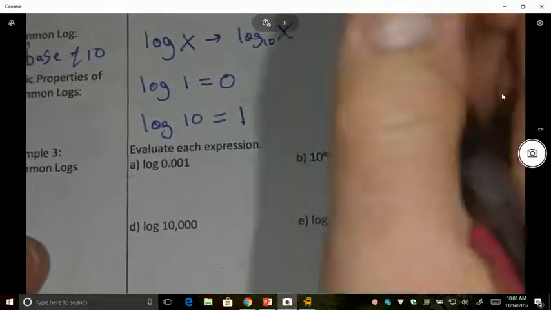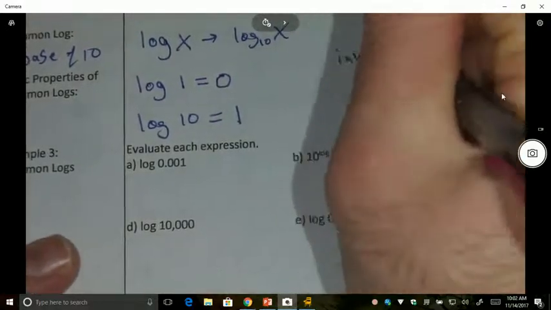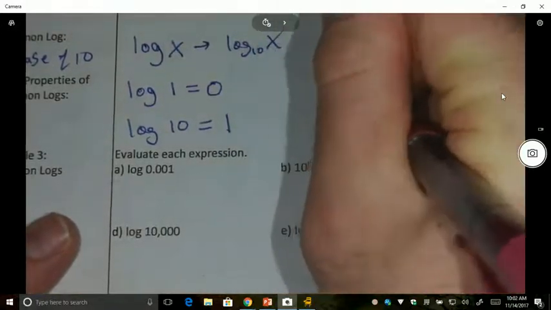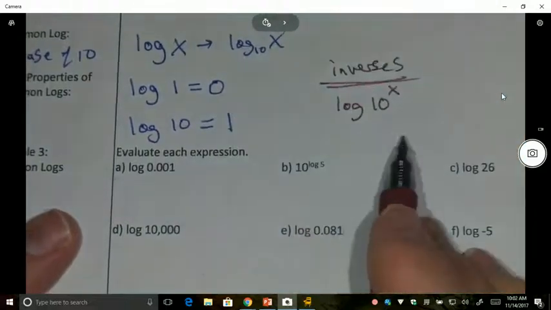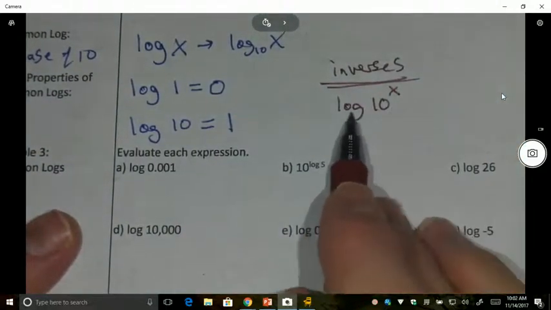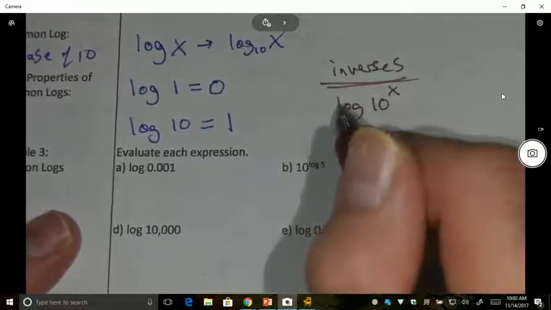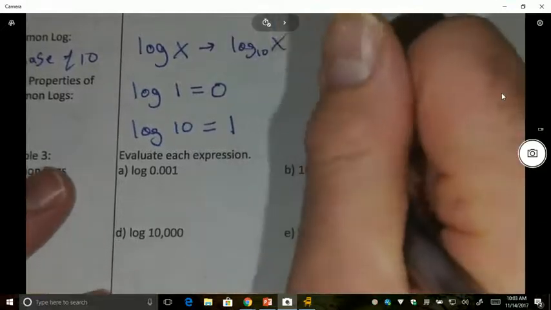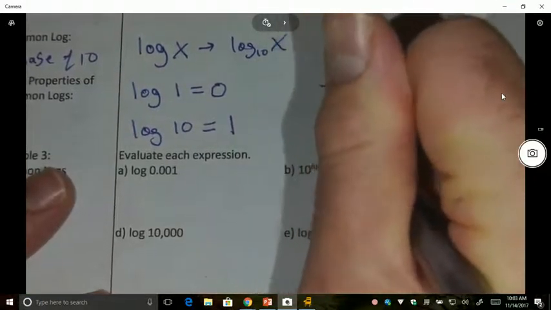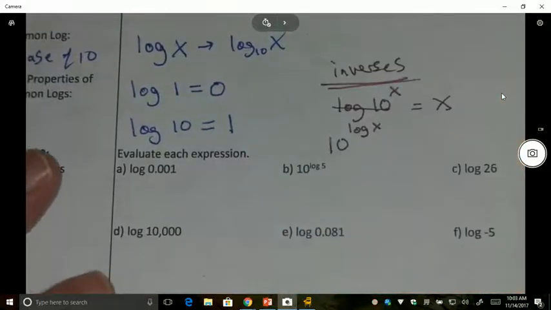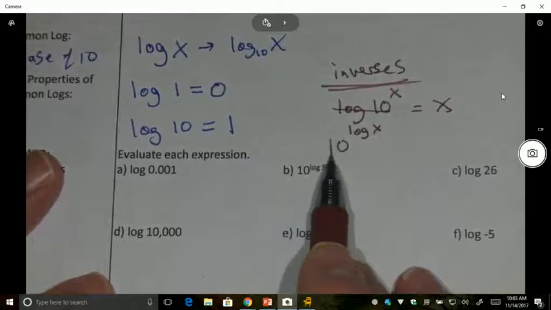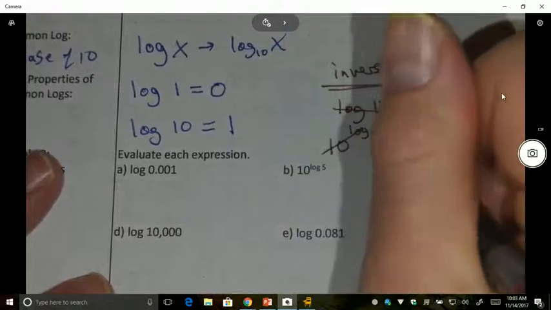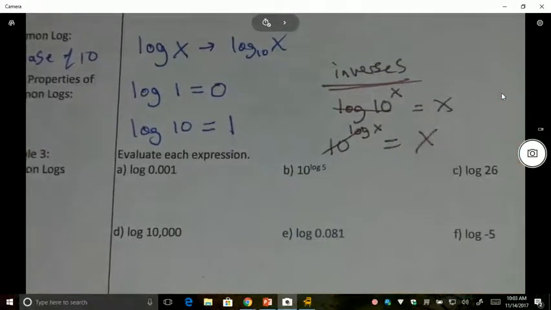For inverses of these, inverse properties, we'd have the following. Log of 10 to the x. Well, this is exponential base 10, and this is logarithm base 10. They undo each other. We're left with x. 10 to the power of log of x. This is an exponential with base 10. In its exponent is a logarithm with base 10. Those are inverse operations like squaring and square root. They undo each other. We just get x.